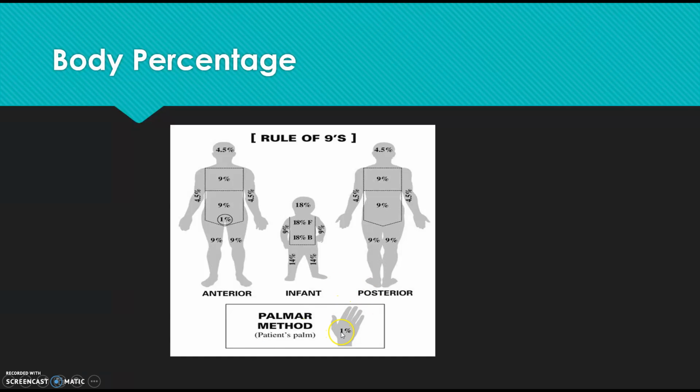There's also the Palmer method, which looks at about the size of a person's palm being considered 1% of the body, and then each region would be added up to 1% of the body.